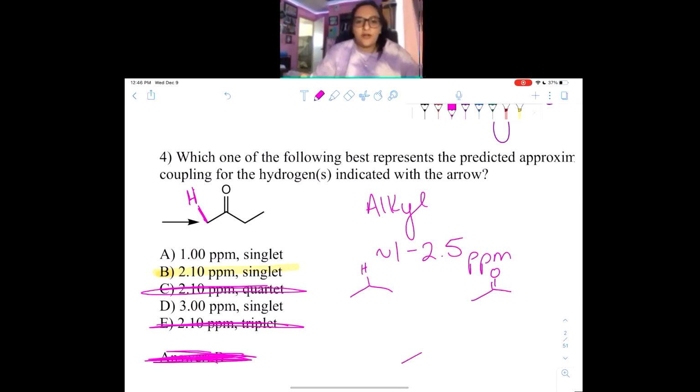But let's say we had like a ketone that had like an OH over here or something. Now when we look at this hydrogen, what number-ish do you think it might be? Do you think it's still going to be 2.5, a little bit higher, a little bit lower?